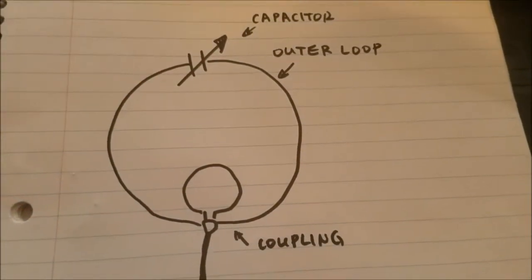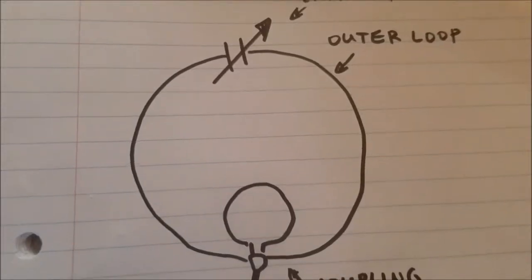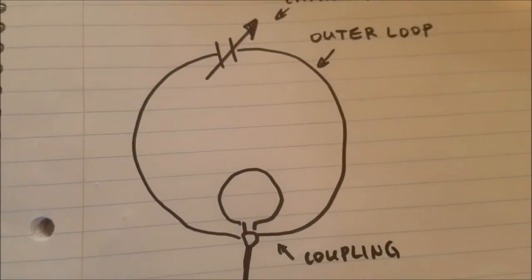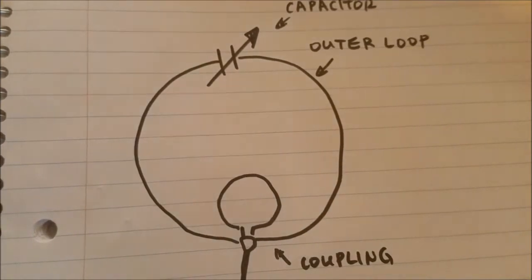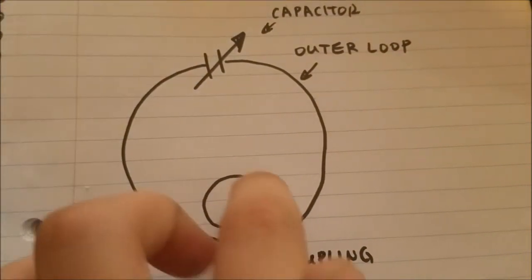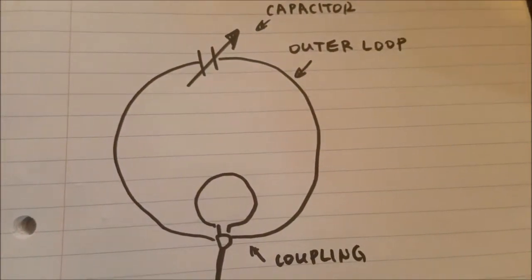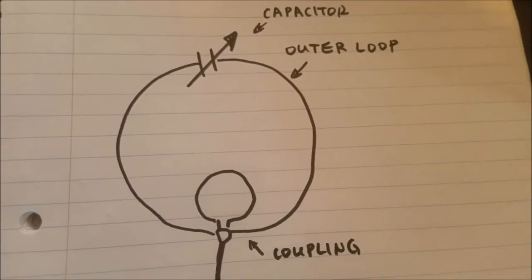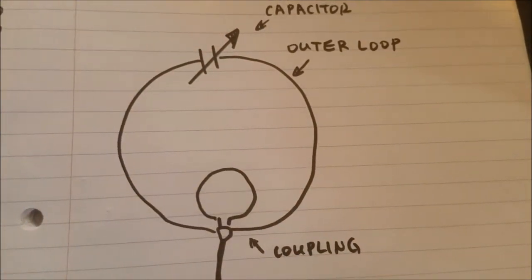The two main parts of the loop we're building are the outer loop and the inner loop. Connecting the two of these parts is called coupling. The way we're going to couple the two parts is by building a smaller inner loop. Another way you can couple them is by putting a variable capacitor inside of the smaller loop, but we're not going to do that. And another way to couple them is by wrapping a conductor around here, but we're also not going to do that.